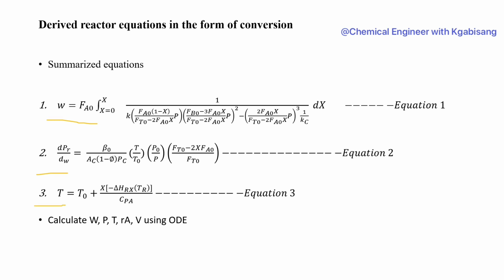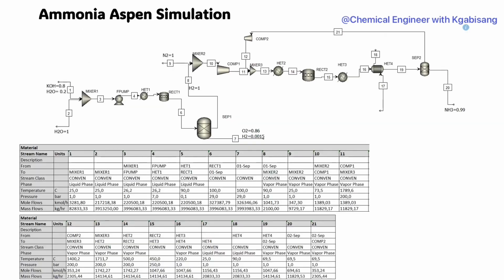If we solve all these 3 equations together simultaneously, we will get the catalytic weight, the pressure, temperature, and the rate of our expression, or also the volume of our reactor. If you're asking yourself, where are we going to get all this information? All we have to do is look at stream number 14.